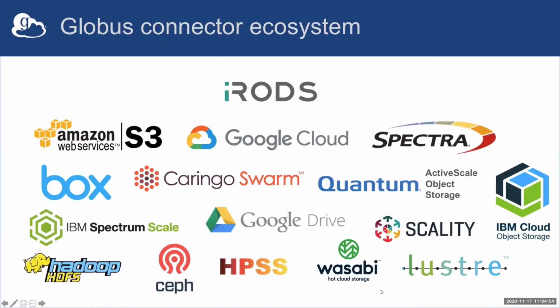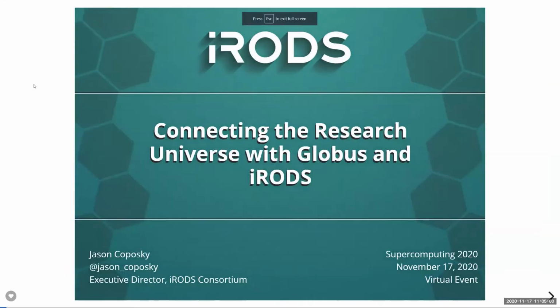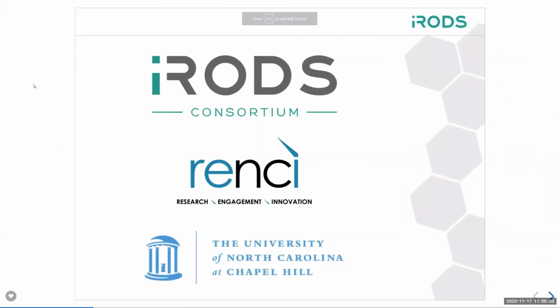All right, thanks so much, Vas. I appreciate it. And so much like with Globus, the iRODS consortium is housed at the University of North Carolina, Chapel Hill. So we are also a member of the university, and we are coming out of the Renaissance Computing Institute, which is an applied research organization at UNC Chapel Hill. So we effectively do business as UNC Chapel Hill.